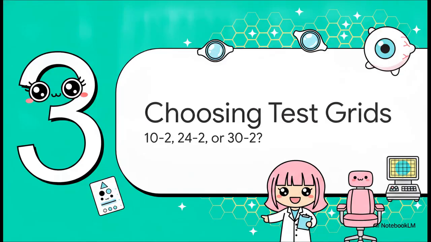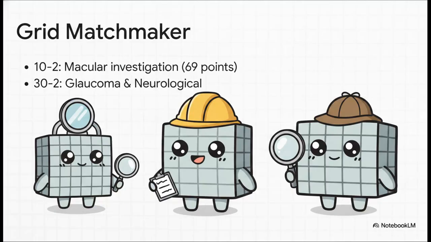Okay, Section 3, choosing your test grid. A really crucial skill is knowing which grid to actually select the moment your patient sits down in the chair. Let's play a little game of grid matchmaker. Say a patient comes in with suspected glaucoma. Which grid are you choosing? You're going to go for the 24-2 or the 30-2. Now, what if it's a suspected neurological defect? Again, the 24-2 or the 30-2 are your best friends there.